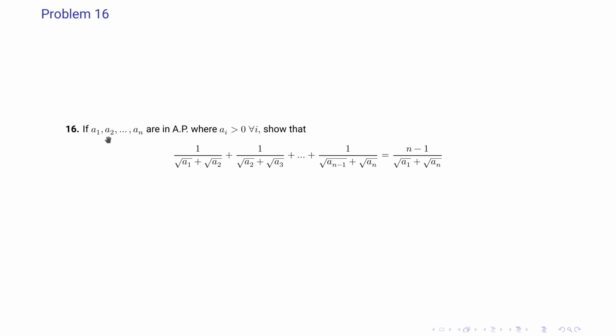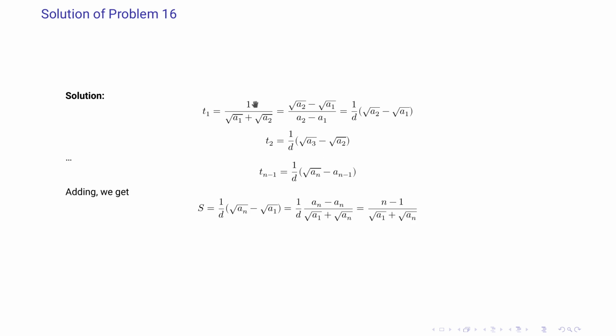Problem 16 says that if a1, a2 up to an are in AP where ai is greater than 0 for all i, show that 1 by square root of a1 plus square root of a2 plus 1 by square root of a2 plus square root of a3 plus up to 1 by square root of a n minus 1 plus square root of an is equal to n minus 1 divided by square root of a1 plus square root of an. So our first term is 1 by square root of a1 plus square root of a2. We multiply numerator and denominator with square root of a2 minus square root of a1. With that, the denominator becomes a2 minus a1, which is d. So the term is 1 by d multiplied with square root of a2 minus square root of a1.